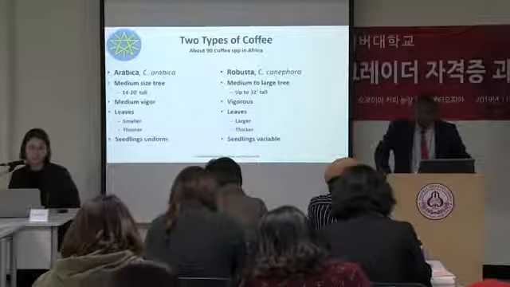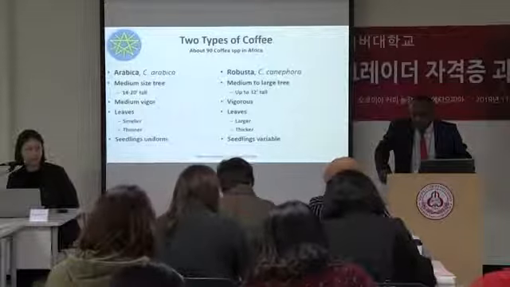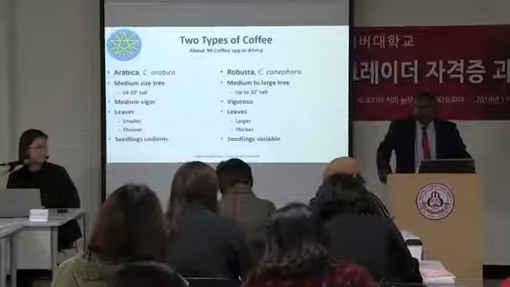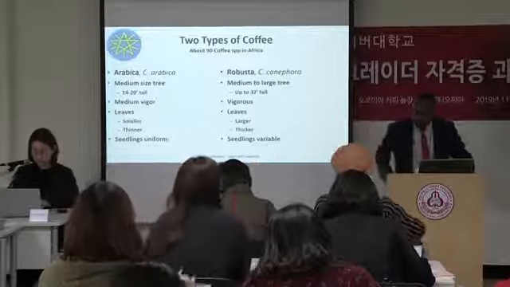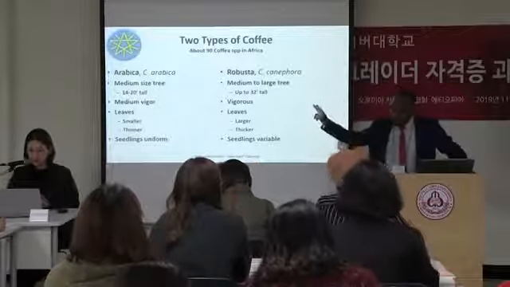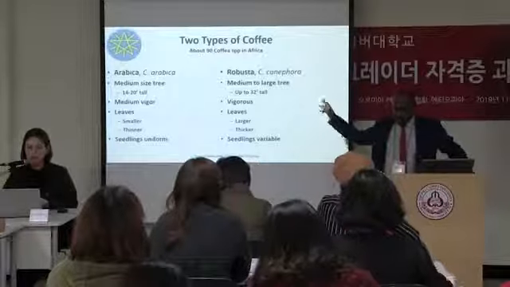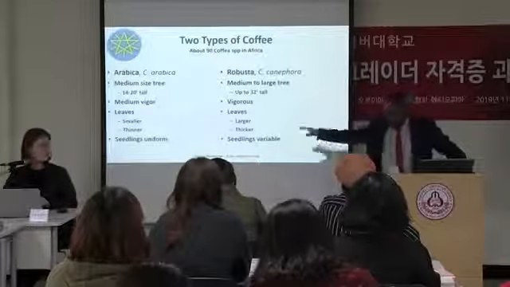Is it clear? 다 이해가 되셨죠? So we have two major crops. Major coffee types, that is coffee Arabica and Robusta. We have seen their characteristics.